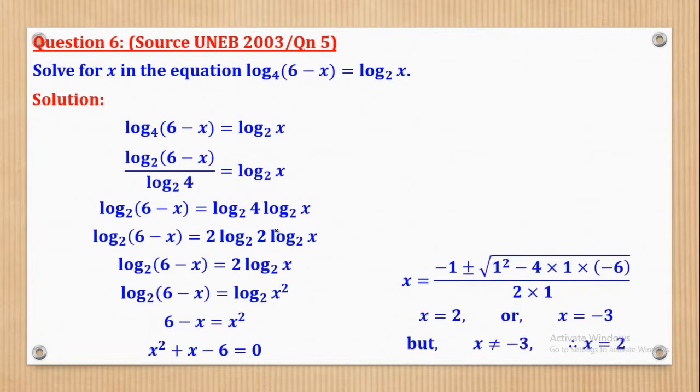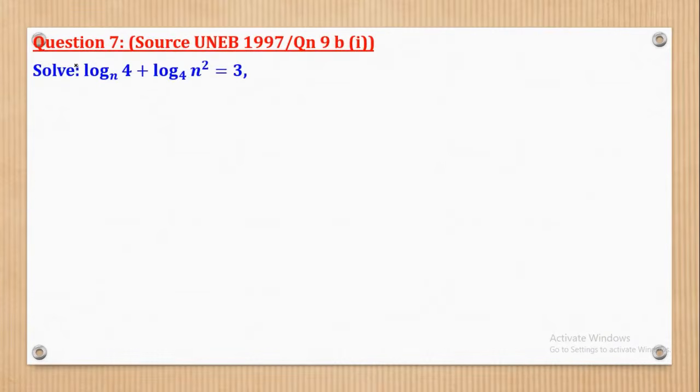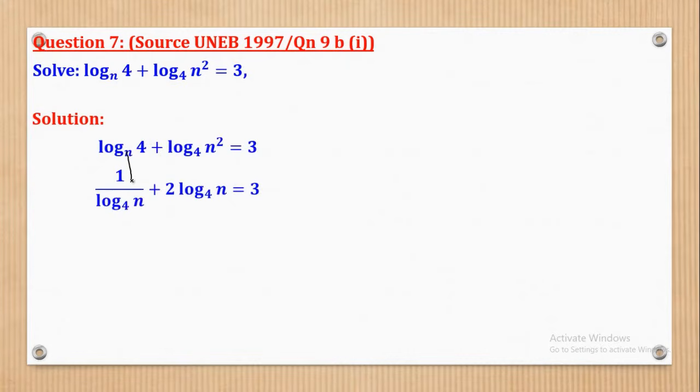But x cannot be negative, therefore the value of x is equal to 2. Question 7 came from UNEB 1997, paper 1, question 9b, Roman 1, and says, solve that. So like we have always done, get the reciprocal of these two so that they are all under the same base.